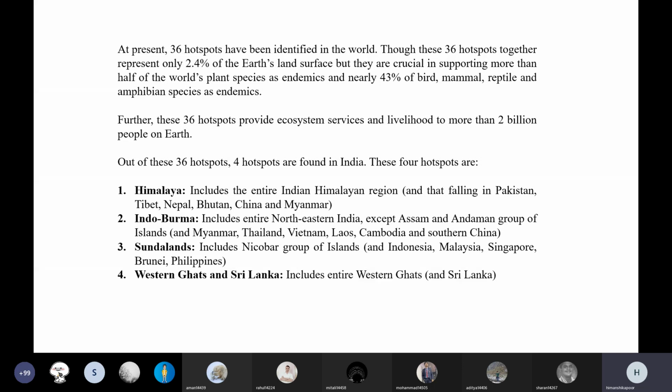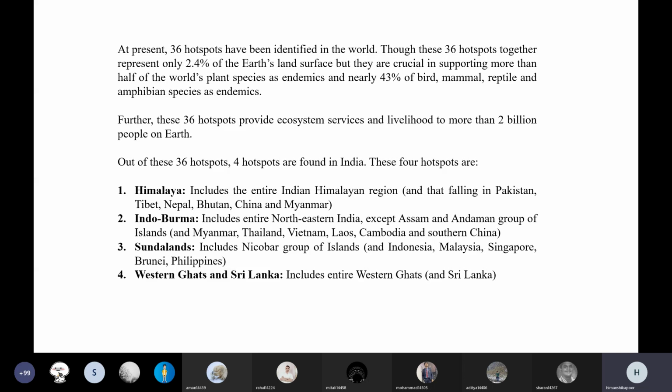So in total, we have 36 biodiversity hotspots which have been identified in the world. And since biodiversity is very essential for ecosystem services, so these 36 biodiversity hotspots, they provide livelihood to more than 2 billion people on Earth. Now imagine the importance of biodiversity. Each and every species is important. Each and every species is helping in maintaining the balance of the ecosystem. So it is important for the sustenance of the ecosystem.